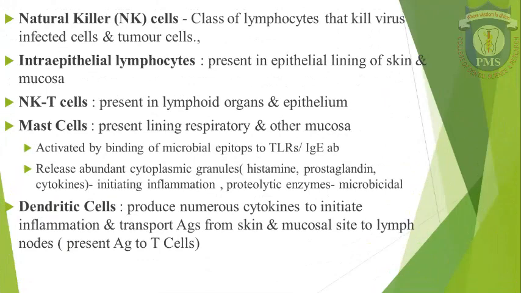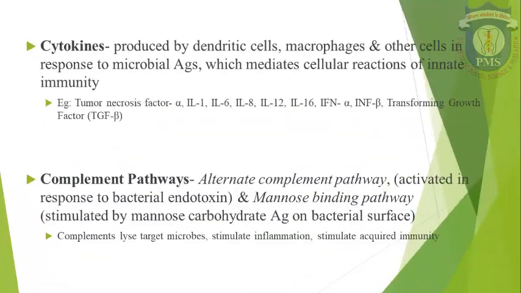Intraepithelial lymphocytes are present in the epithelial lining of skin and mucosa. Natural killer T cells are present in lymphoid organs and epithelium. Mast cells are present in the lining of the respiratory and other mucosa. Dendritic cells produce numerous cytokines to initiate inflammation and transport antigens from skin and mucosal sites to lymph nodes. That is antigen presentation.